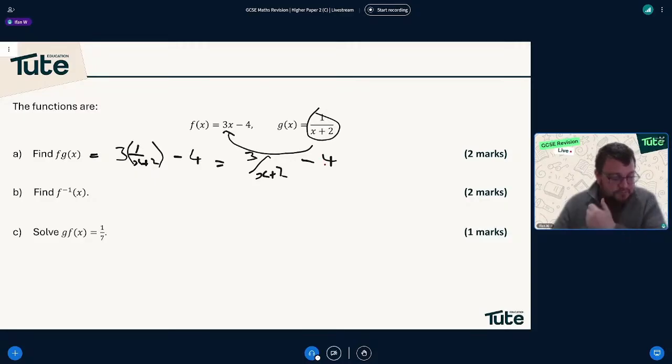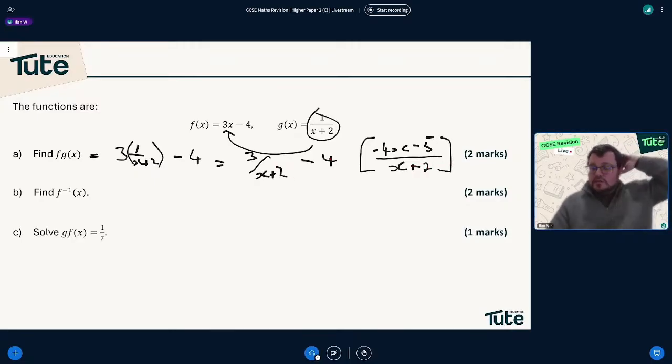Now, you can simplify that even further, but because this is a 2-marker, I wouldn't expect you to do it. Now, the final answer would be negative 4x take away 5 all over x plus 2. What you would have to do is make sure that you have a common denominator, and the common denominator would be x plus 2. So you would put 4x plus 2 all over x plus 2 and then deal with it from there. Right then, find the inverse function of f of x.